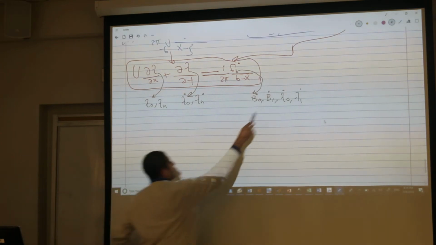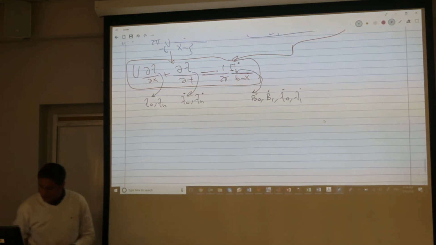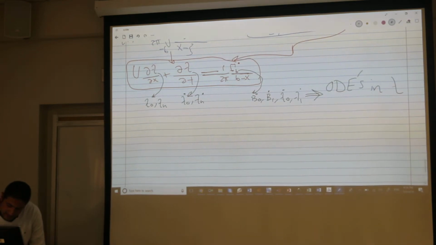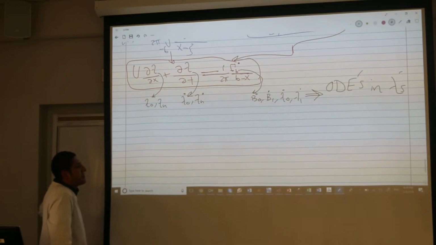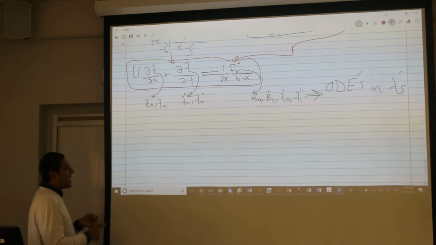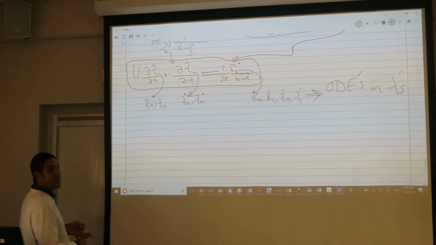The b's are known, and these equations give you ordinary differential equations in lambdas, right? You can see it right away. So you get lambda dot in terms of lambda, which is the unknown, and the b's, which are known. So these are differential equations in lambdas.